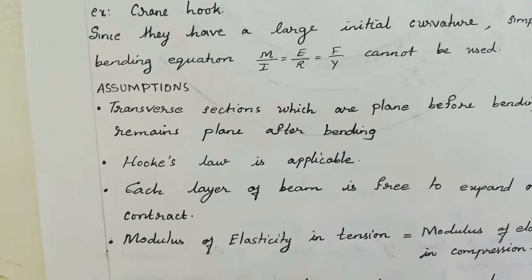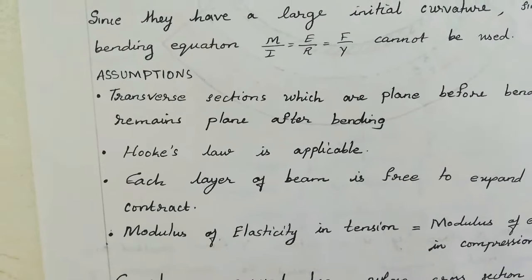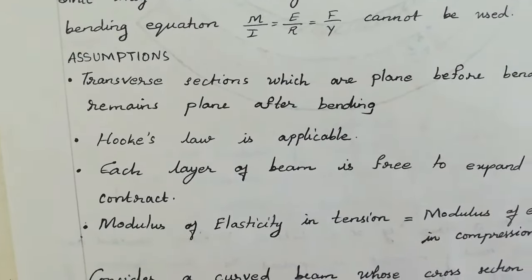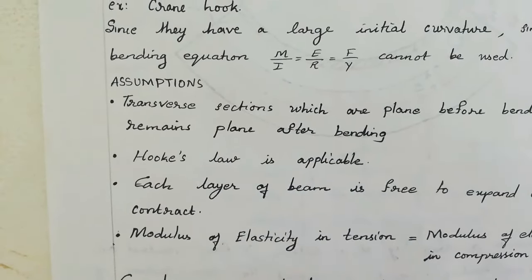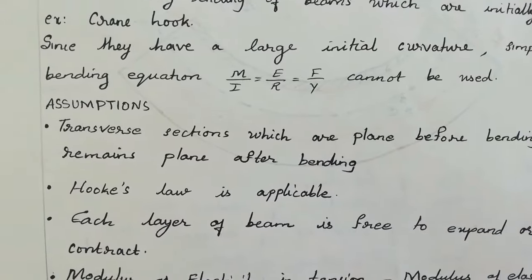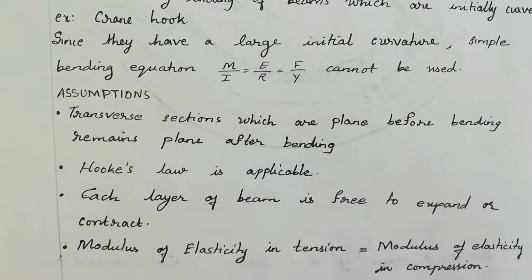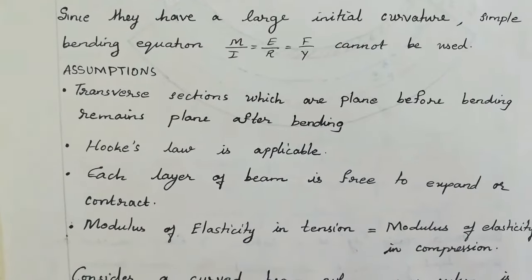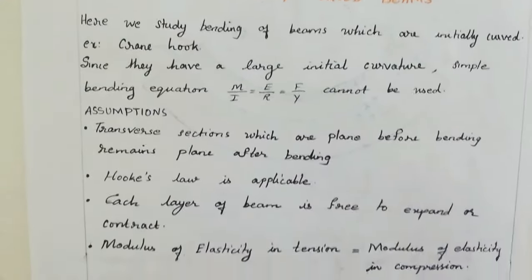Compressive stress as well as tensile stress can be generated in the crane hook as per the application or type of loading. In this case, the simple bending equation M by I is equal to E by R is equal to F by Y cannot be used. So we have to derive an expression for the stress, and that's called the Winkler-Bach formula applied to initially curved beams.